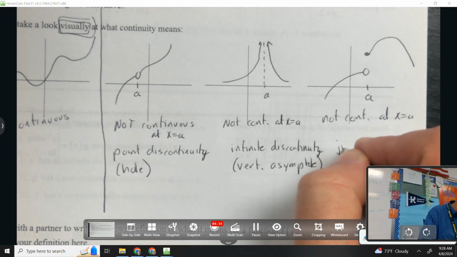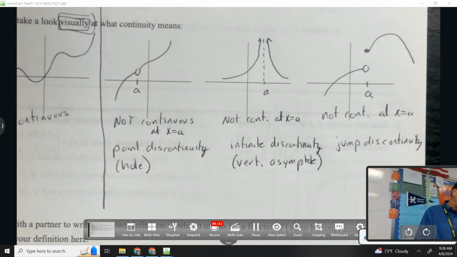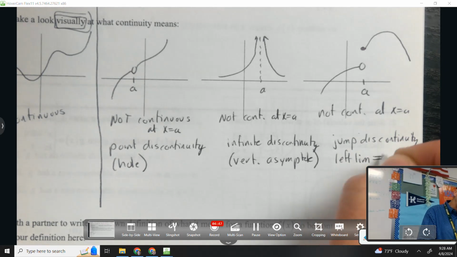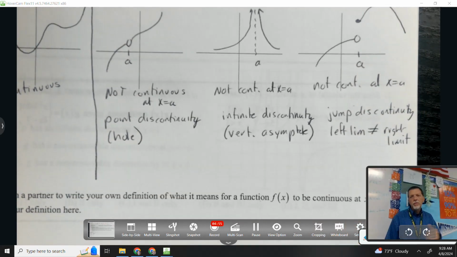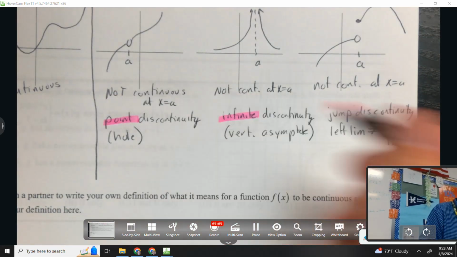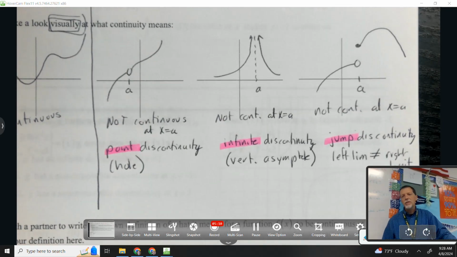This last one is called a jump discontinuity. The fancy way to say that would be the left limit does not equal the right limit. Because coming from the left, you're at one value. Coming from the right, you're at another value. There's a jump there, so we call it a jump discontinuity. Point, infinite, jump. Those are the new words, although the ideas aren't really new. You've seen those things before.